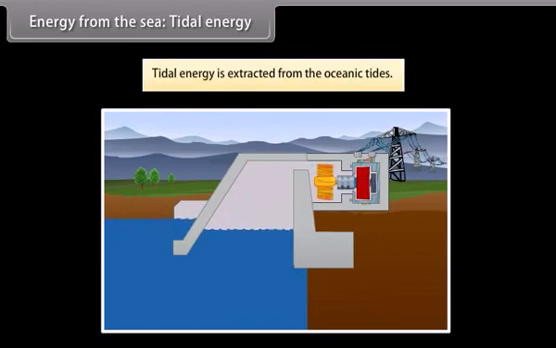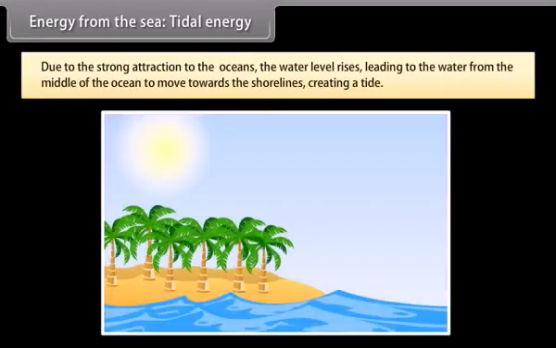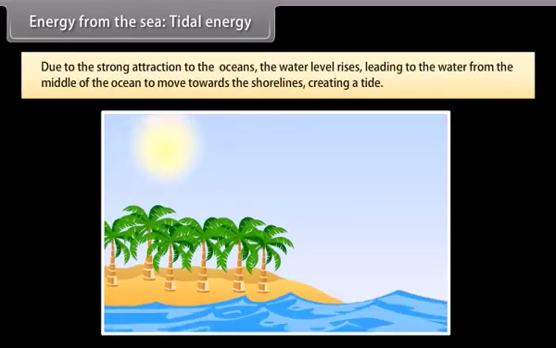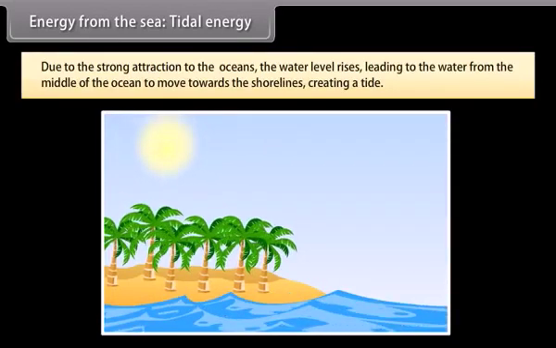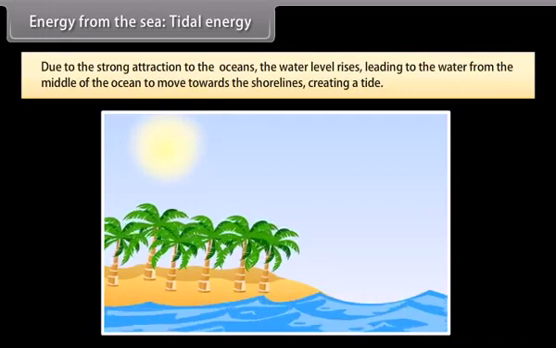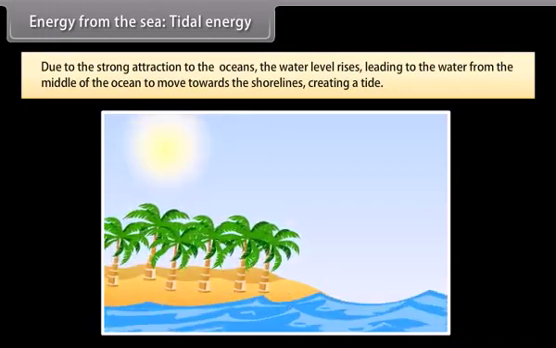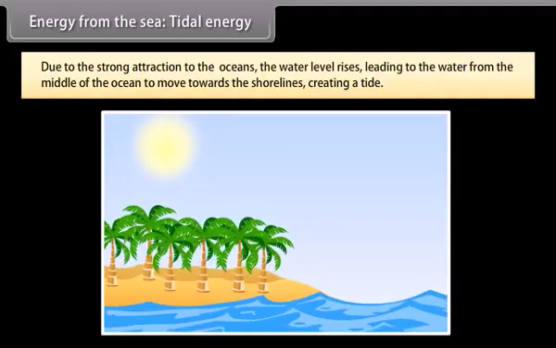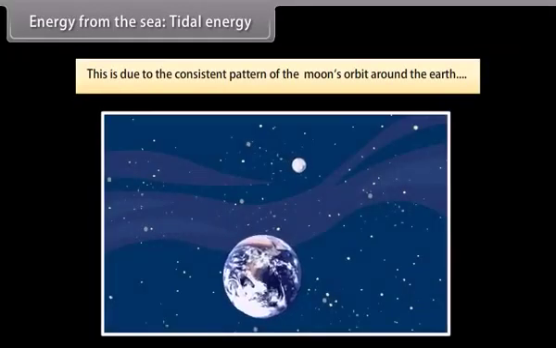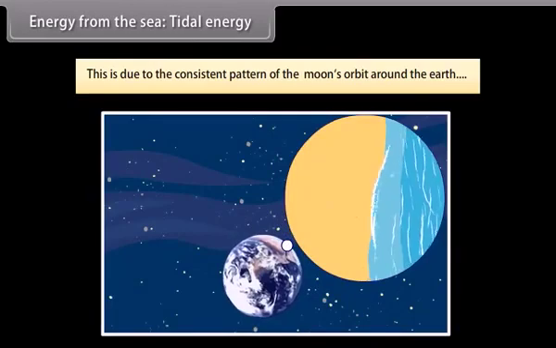Tidal forces are periodic variations in gravitational attraction exerted by the moon. This force creates motions or currents in the oceans. Due to the strong attraction to the oceans, the water level rises. This leads to the water from the middle of the ocean to move towards the shorelines, creating a tide. This is an unfailing occurrence due to the consistent pattern of the moon's orbit around the Earth.